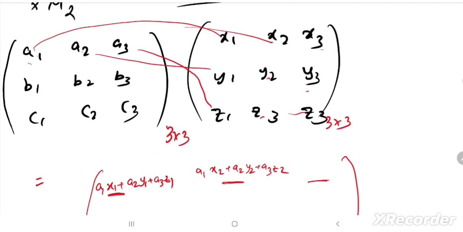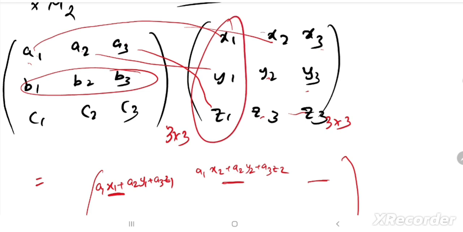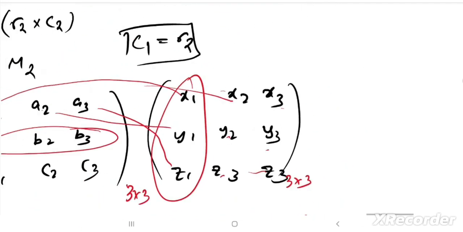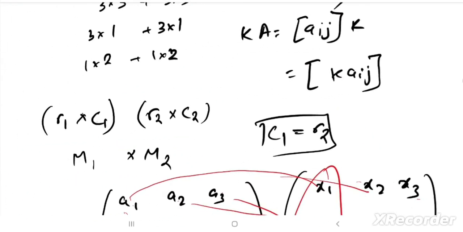Then coming to the second row, we multiply the b row with the xyz columns. Similarly, b1 x1 plus b2 y1 plus b3 z1. I hope you can do the rest of the calculation yourself. Similarly, we just need to repeat the same pattern. These are some basic things of matrix multiplication. Now another thing you must remember is that the order of the product will be R1 cross C2. Basically just eliminate the inner portion. So the product will be a matrix of order R1 cross C2.